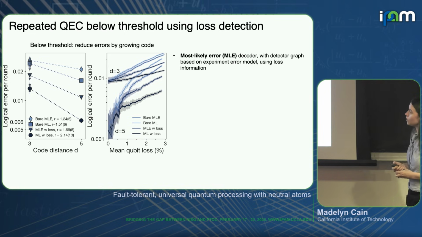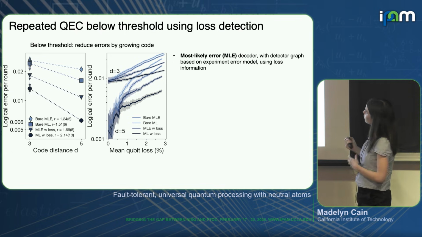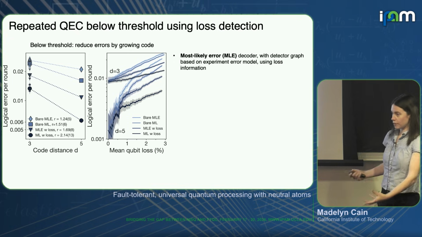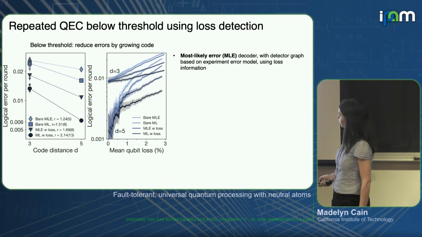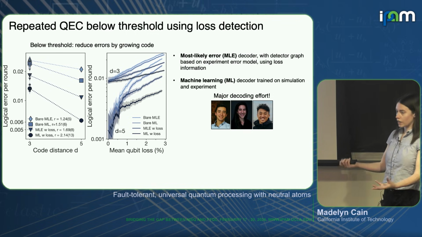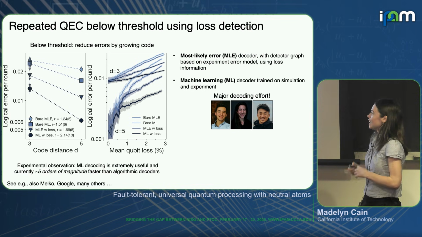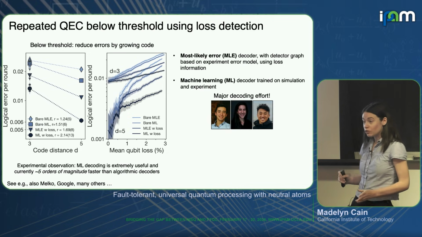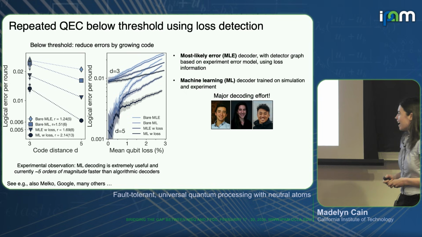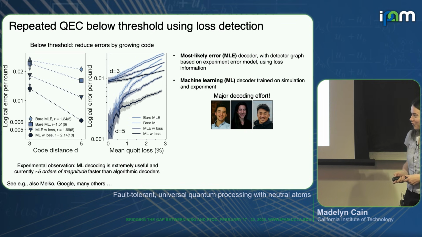Now, just to mention how we decoded in this setting, we explored 2 decoders. One is a most likely error decoder using integer programming that uses the loss information to predict the most likely error that occurred. However, we also explored a machine learning decoder that was trained on our experimental data. And one major takeaway is that ML decoding is actually extremely useful for handling qubit loss. It's this best line here. And it's also extremely fast, roughly 5 orders of magnitude faster than our algorithmic decoder.